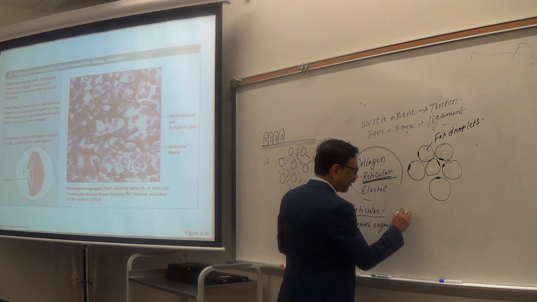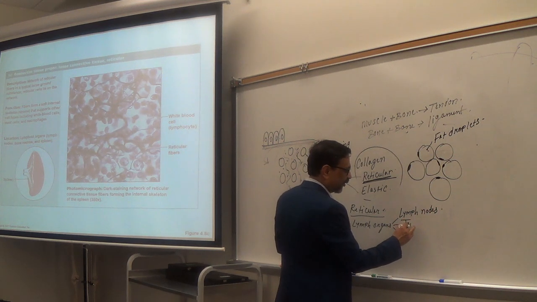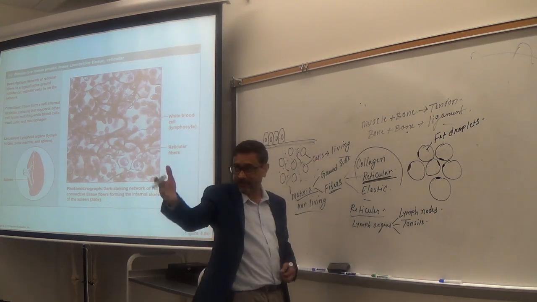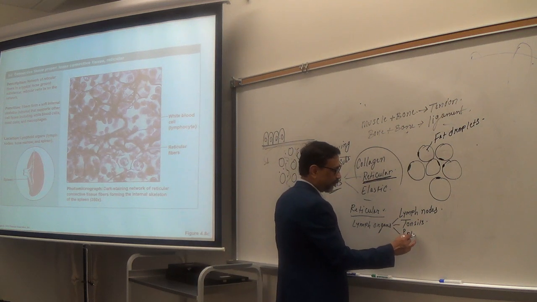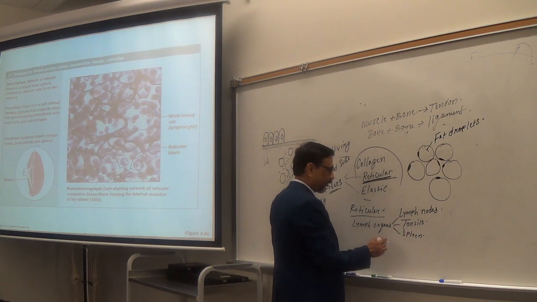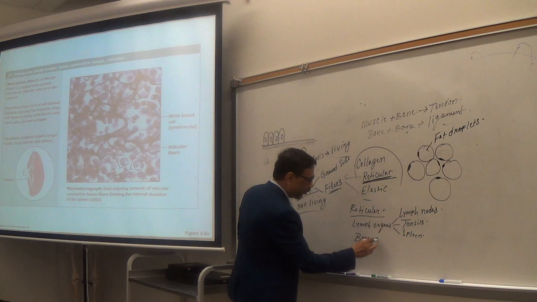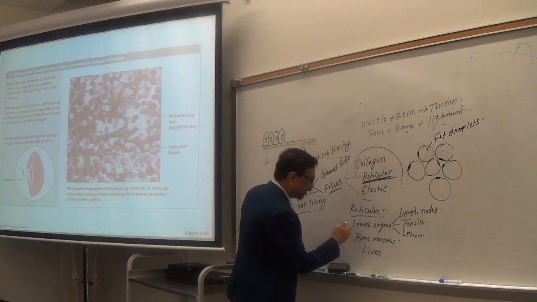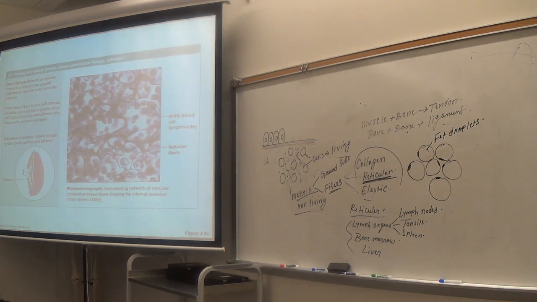Very good. Lymph nodes. Anything else? Tonsils. I mentioned it in the lymphatic system when I went over those 11 systems. You remember that? I listed this. Spleen. Okay. Also, reticular connective tissue is present in the bone marrow and liver. So these are the locations where you have the reticular type of loose connective tissue proper.